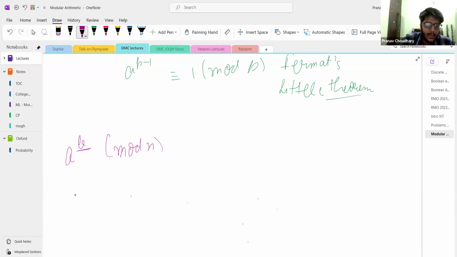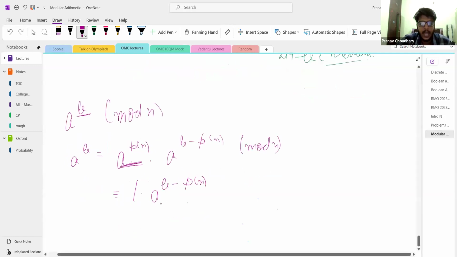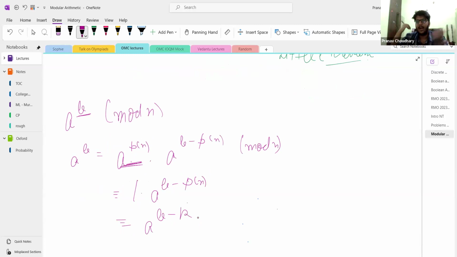Suppose, what I can do is I can write a to the power b as a to the power phi of n times a to the power b minus phi of n mod n, right? This thing is just one. We did it earlier, right? Euler Totient theorem. So this is 1 times a to the power b minus phi of n. I can just take out phi of n as many times as possible now. Take another phi of n, take another phi of n. That will always be like 1 mod n. So I can take a to the power b minus k phi of n mod n. So I got this thing, right?